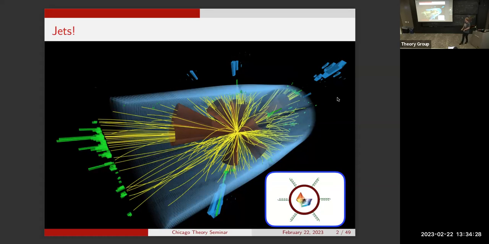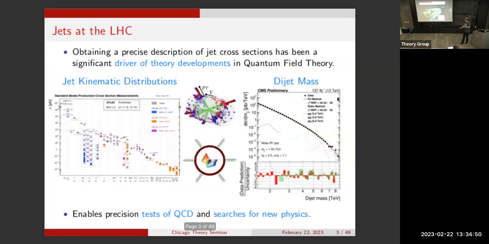From the theoretical perspective, you're projecting in some infrared and collinear safe way down onto some underlying scattering matrix element, which is supposed to be producing these quarks or gluons at some particular angles and directions. So when you do this projection down onto these jets, what you're really getting out is the kinematics of the underlying scattering amplitude. Obtaining these very complicated amplitude calculations has been a big driver of theory developments, including new ways of thinking about them and very sophisticated mathematical techniques. This has really driven a lot of developments in quantum field theory.